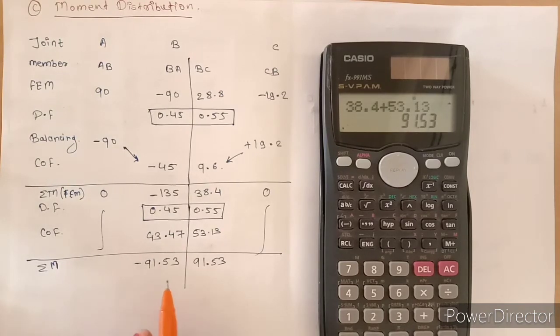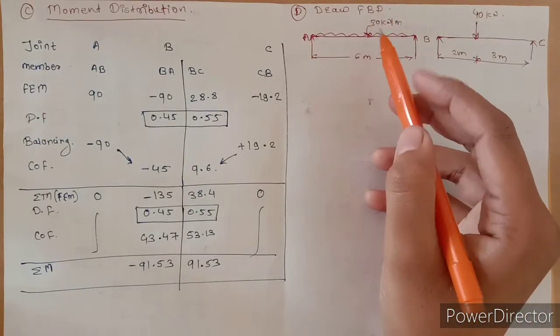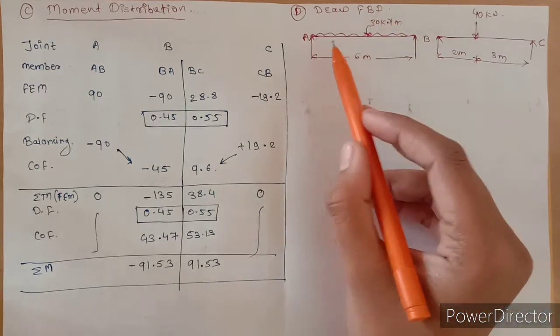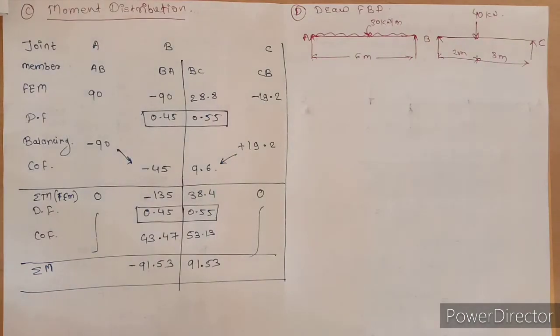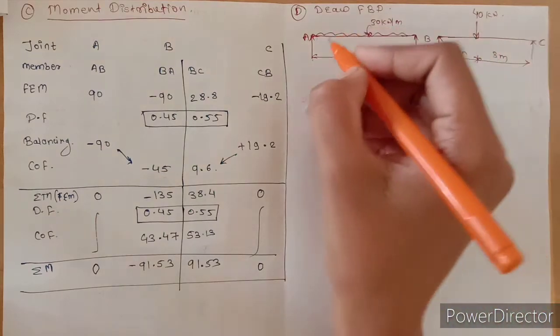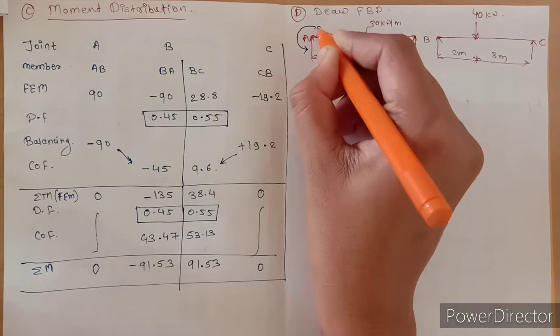Then from this end moment we draw the free body diagram, and from the free body diagram we draw the shear force diagram and bending moment diagram. So the next step, the last step, is to draw the free body diagram. Firstly draw the given diagram, and in that given diagram put the end moments. First, the end moment for member AB and CB is equal to 0. So for AB member the end moment is 0.